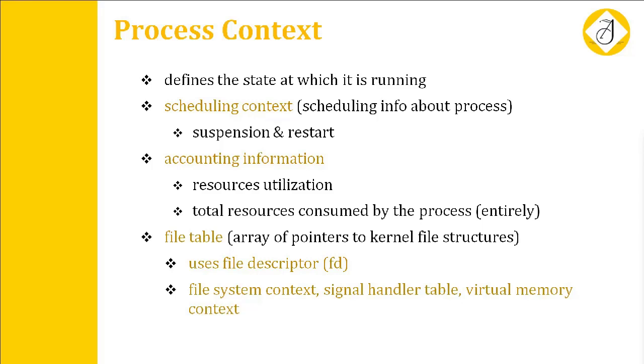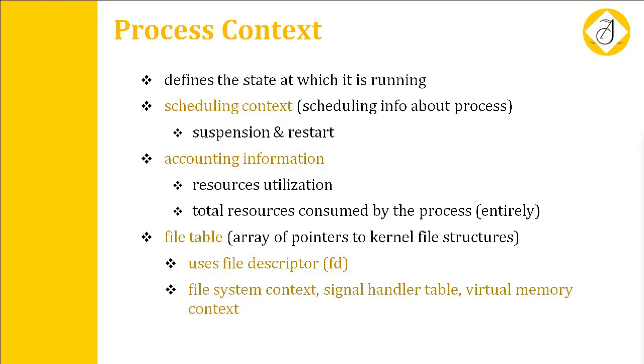Here, the kernel maintains the accounting information about the resources which are currently being consumed by each and every process, and the total resources consumed by the process in its lifetime so far. And it maintains a file table. The file table is nothing but an array of pointers to kernel file structures. So in making file IO system calls, the processes refer to files by their index into this table using the file descriptor. Whereas the file table lists the existing open files, the file system context applies to the request to open a new file.